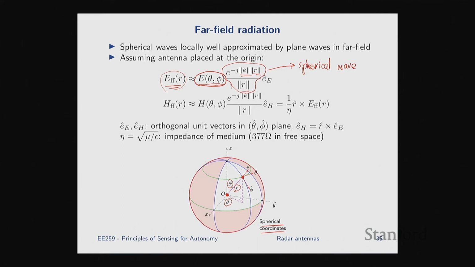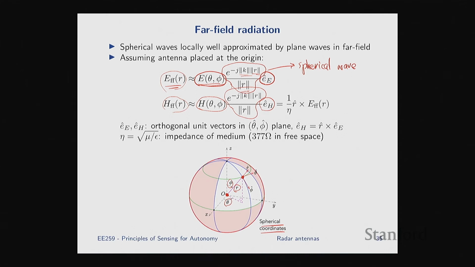And it's a vector, so we also need to determine what the direction of the vector is. This unit vector here, e hat of E, is the direction of your E field. The H field is the same thing. We can break it into some theta phi dependency, h of theta phi, times a spherical wave, and that also has its own direction, e hat of H.